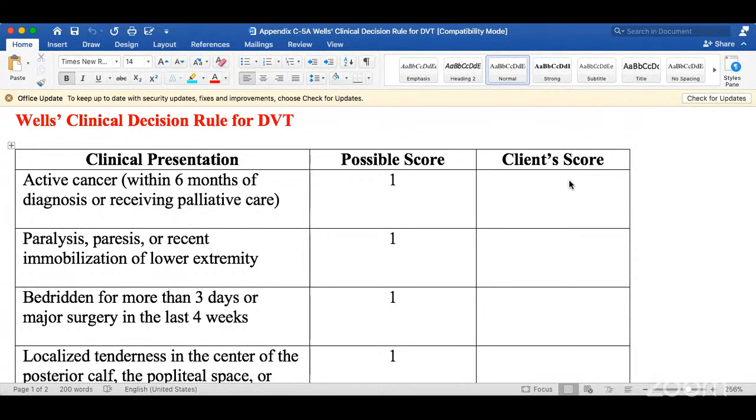Any other comment? I can't see any hands. I can't see any. Sir, can I comment? Yes, comment, please. Go ahead.